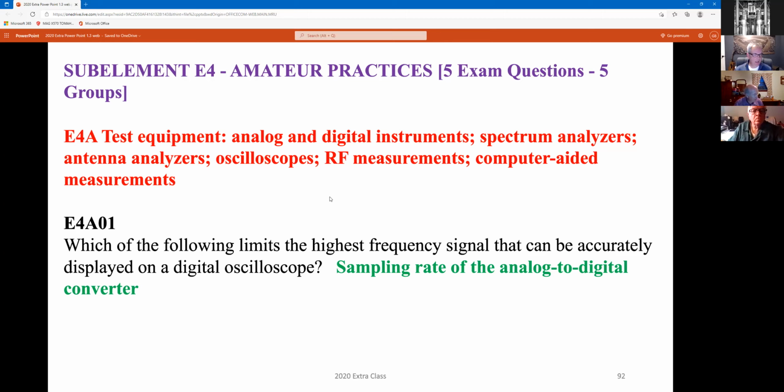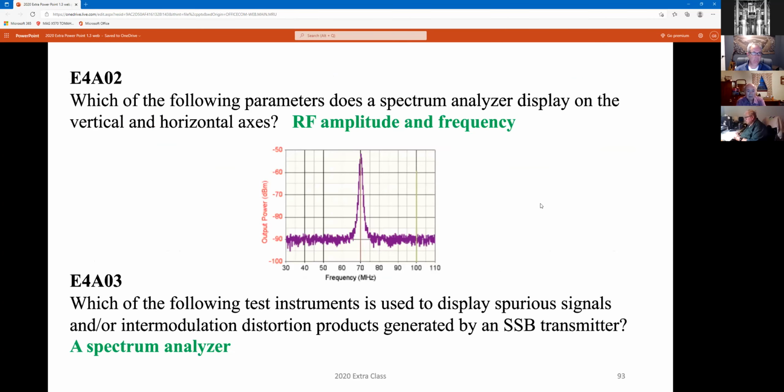All right, cool. A1, which of the following limits the highest frequency signal that can be accurately displayed on a digital oscilloscope? That'd be the sampling rate of the ADC, the analog to digital converter. Question 2, which of the following parameters does a spectrum analyzer display on the vertical and horizontal axes? And that's the amplitude and frequency, the RF amplitude and frequency. Which of the following test instruments is used to display spurious signals and or intermodulation distortion products generated by a single sideband transmitter? And that is a spectrum analyzer.